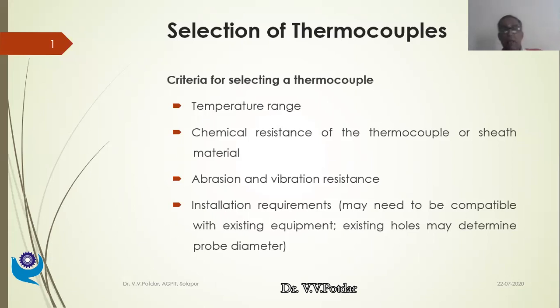It must have the chemical resistance or the corrosive resistance. Otherwise, that chemical will have some effect on this sheath material, and the purpose of measuring temperature will not be served. So that is also one important selection criteria. The third important selection criteria for thermocouples is abrasion.